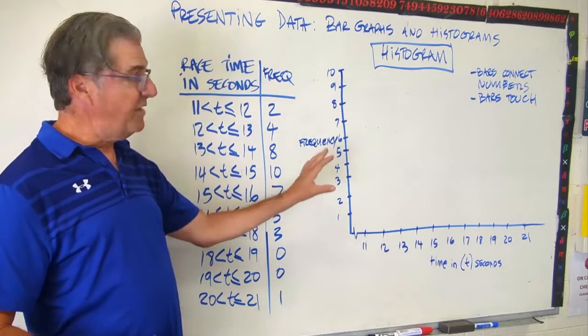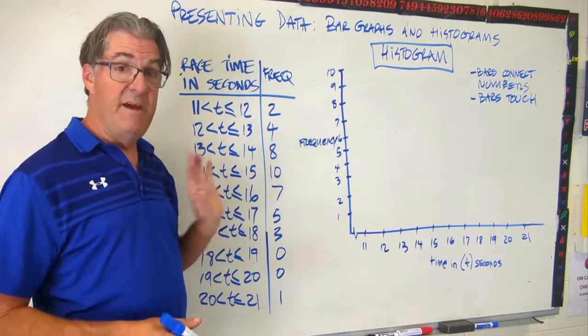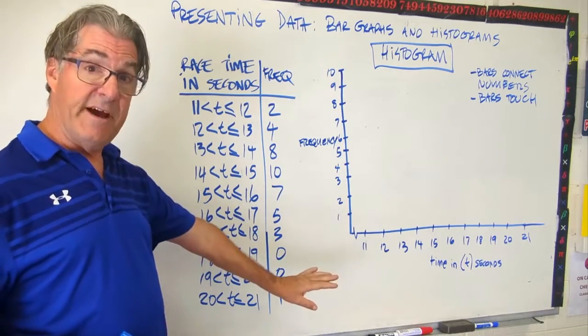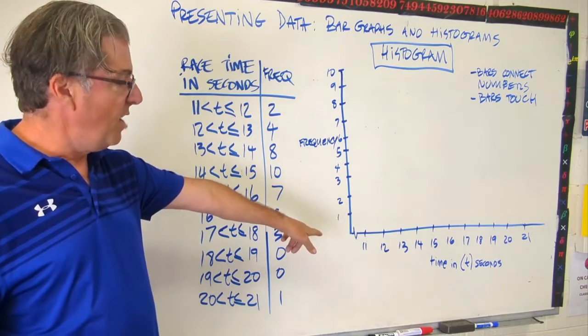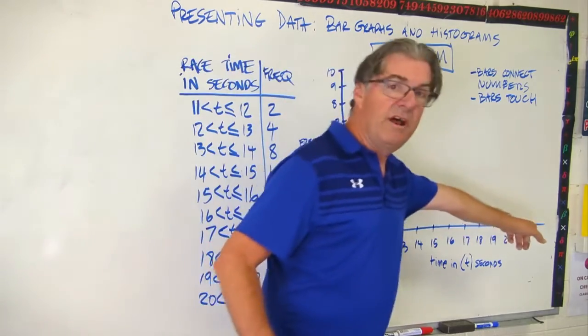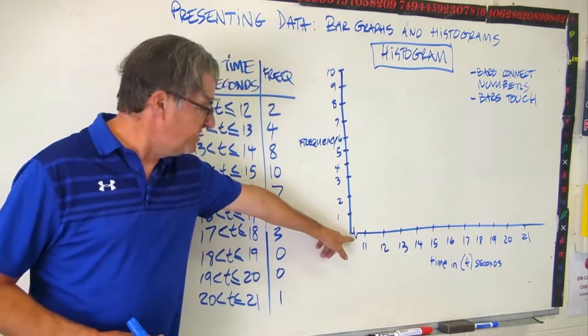All right, I got the graph started, but then I'm going to walk you through making the bars because it's a little bit complicated. So first off, I did the same thing for my axes. I labeled them, I marked them off in my units. My time goes from 11 to 21. Notice how I put this little deal there.